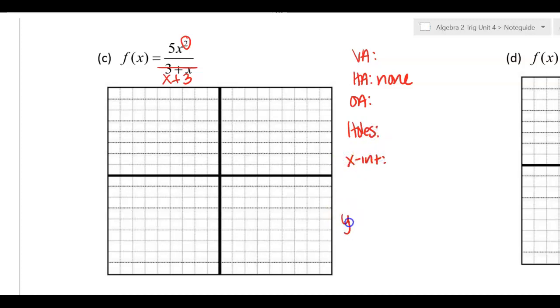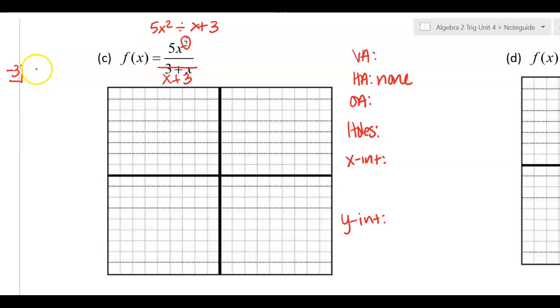And we'll talk about how to do that. So oblique asymptotes are found using division. So you literally want to take the fraction and divide it. So I want to take 5x squared and divide it by x plus 3. I'm going to use synthetic division since I can in this case. I would be forced to use long division if I had to.